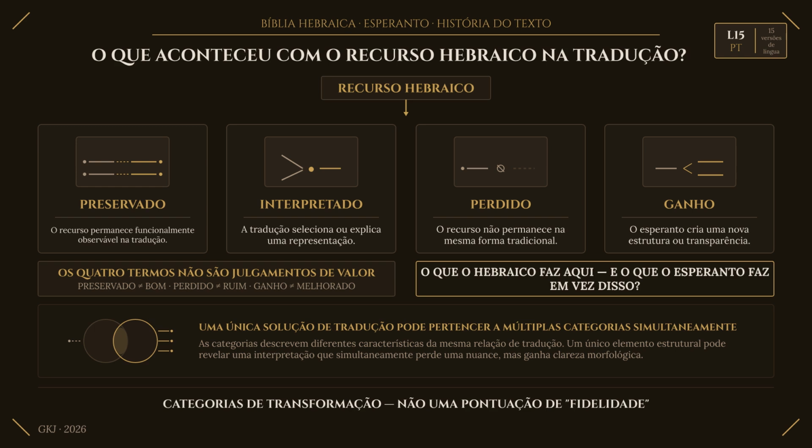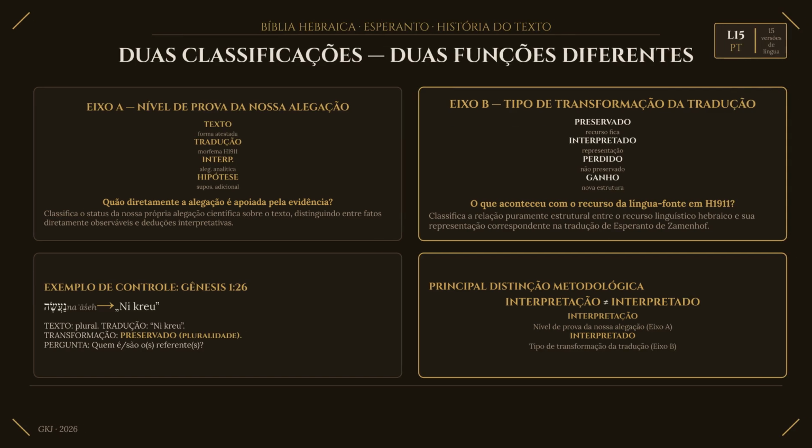When translating, what happens to the Hebrew resource? We categorize the transformations as preserved, interpreted, lost, or gained. Note that these are not value judgments, but analytical categories. We apply two classification axes, one for the level of proof of our claims, and another for the type of translation transformation. This helps us distinguish between observation and interpretation.